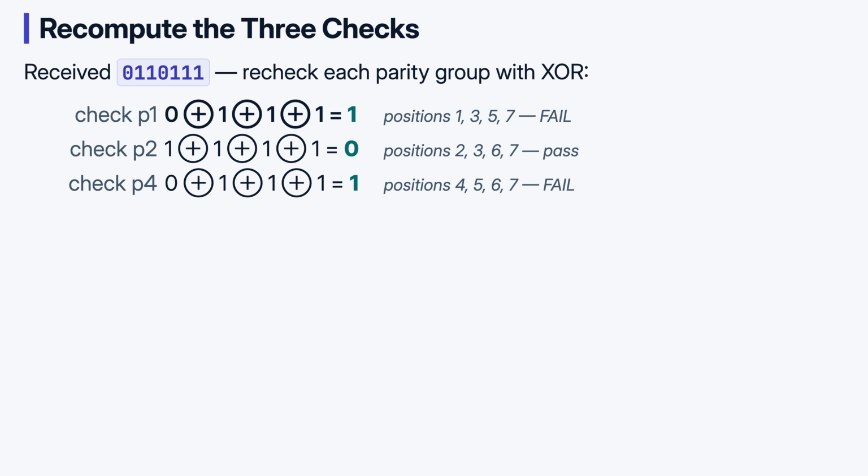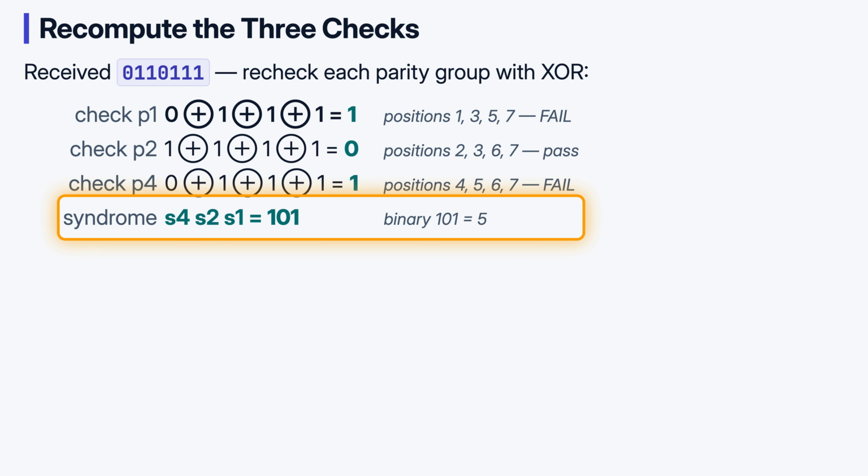Check parity 4 over positions 4, 5, 6, and 7. 0 XOR 1 XOR 1 XOR 1 is 1. That fails, so the third syndrome bit is 1. Read the 3 results as a binary number S4, S2, S1: 101. That is the syndrome, and 101 in binary is 5.